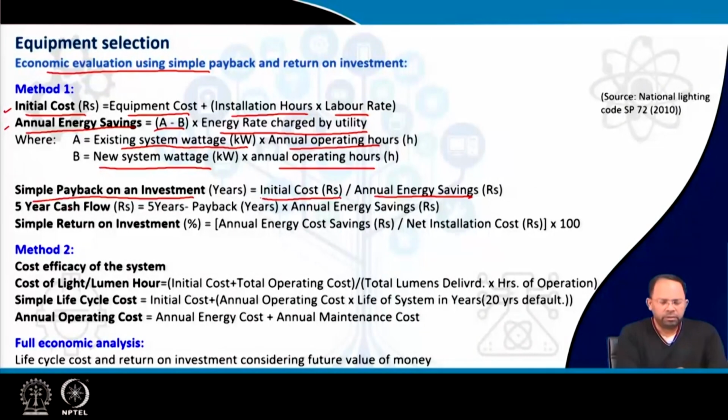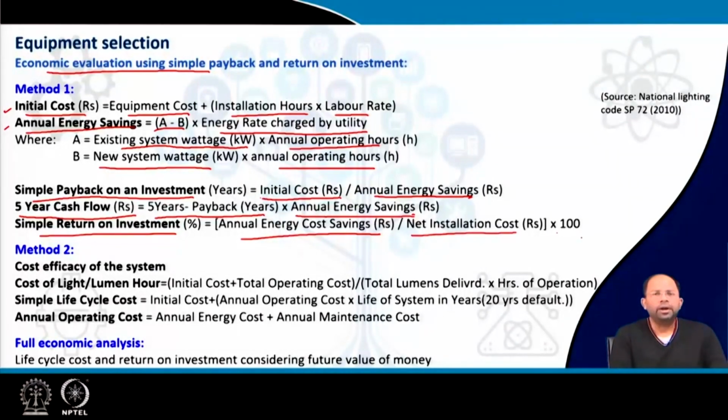The other way to measure is the 5-year cash flow, that is the total amount of money invested and money coming in. Usually it's 5 years, or whatever years of payback you are considering, multiplied by annual energy savings. That will give you an estimate of savings throughout this period. Then simple return on investment, which is annual energy cost savings divided by net installation cost, times 100. That is what percentage of money we are recovering every year.